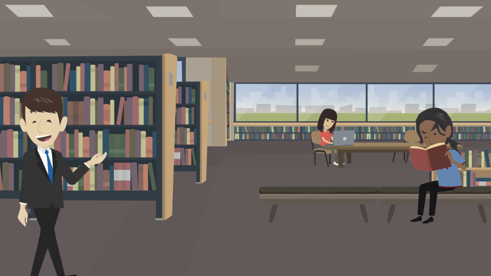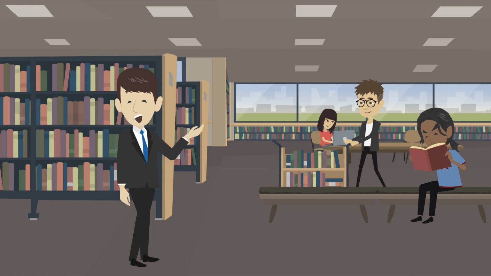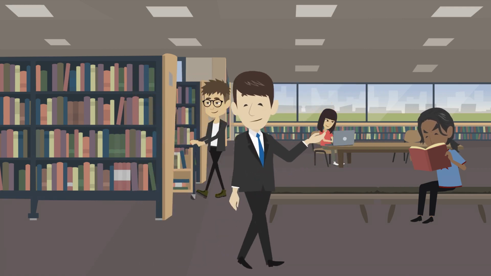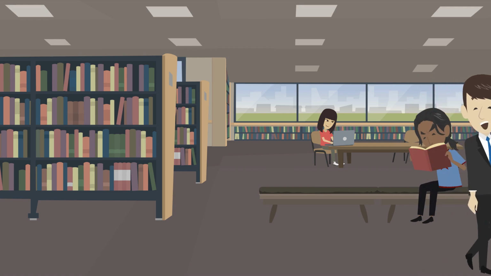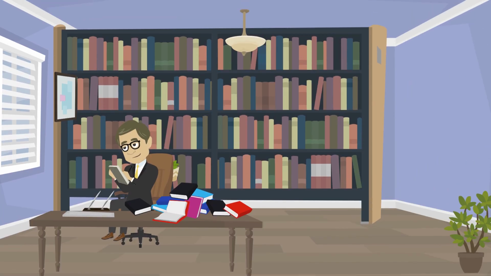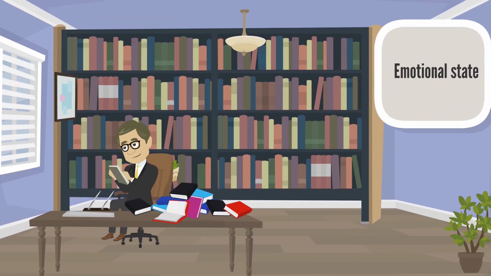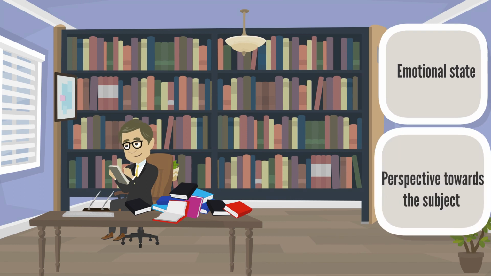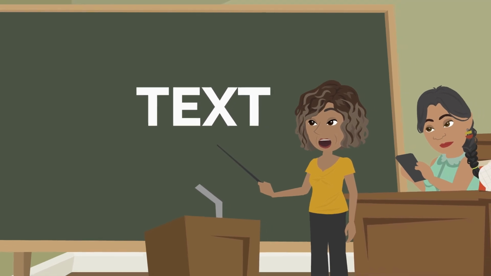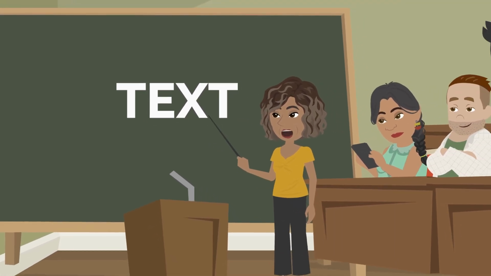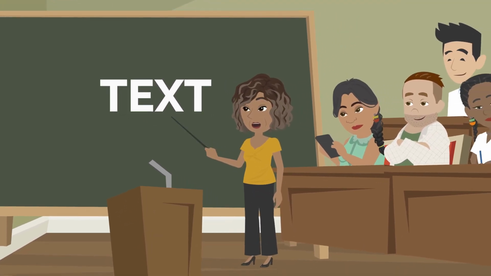Hello and welcome back to our IELTS Reading Skills series. In this video, we will focus on strategies for identifying tone and attitude in a text. The tone and attitude of a text refer to the author's emotional state and perspective toward the subject matter. Understanding the tone and attitude of a text is important for interpreting its meaning and identifying any underlying biases or assumptions.